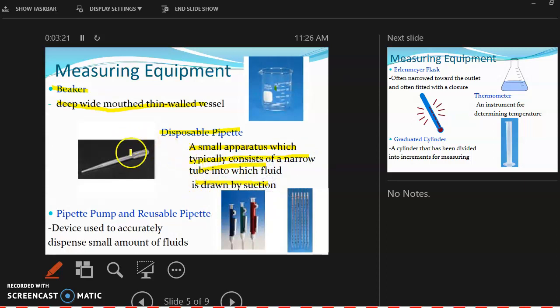Okay, so look at this pipette. You see this top? That's going to be important because there's another one that you guys could get confused. So a pipette is a small apparatus where you draw fluid into the tube by suction. And then a pipette pump and a reusable pipette is a device used to accurately dispense small amounts of fluids. If you're using a disposable pipette, it is so hard to get the exact amount of fluid. Sometimes when you're just using the disposable one, you don't get the amount of fluid that you're actually going for.